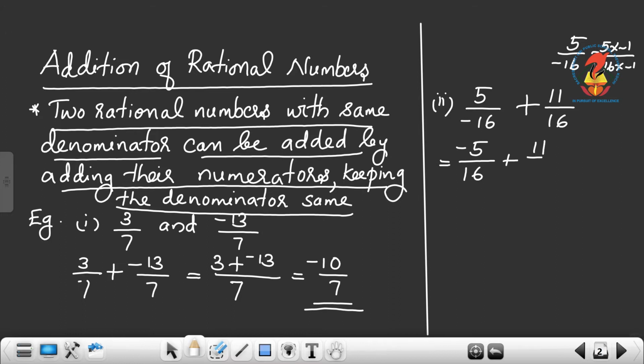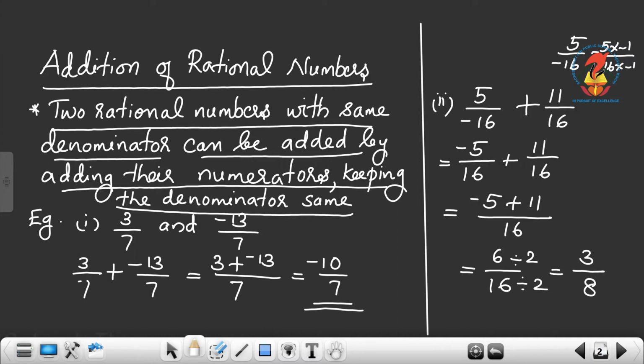So make the denominator positive, then plus 11 by 16. The denominators are the same, so you add the numerators. Negative 5 plus 11 by 16 is equal to 6 by 16. And you have to reduce it to the lowest form also. So we can divide both numerator and denominator by 2, and we will get 3 by 8. So the answer is 3 by 8.